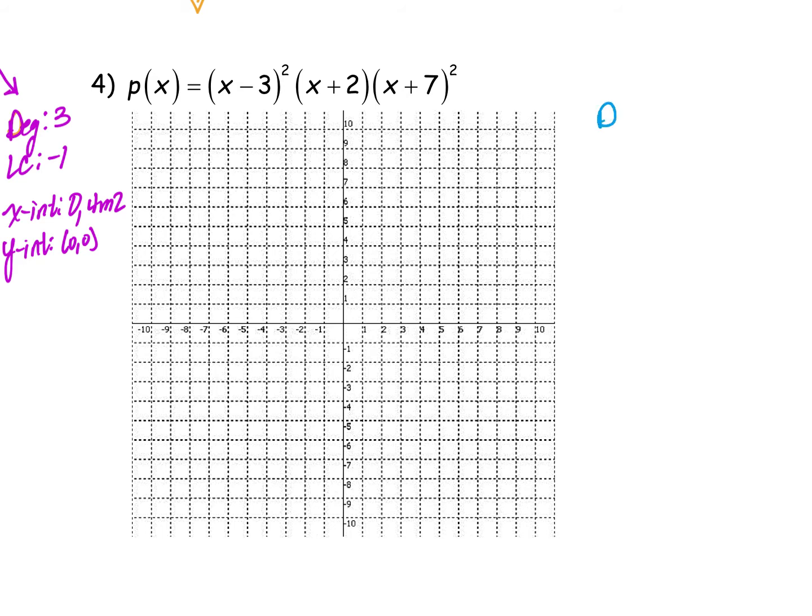Okay, so my degree is 5, with a leading coefficient of 1. So it's going to start low and go high. X-intercept is going to be, subtract 3, so 3, multiplicity of 2, subtract 2, subtract 7, multiplicity of 2.